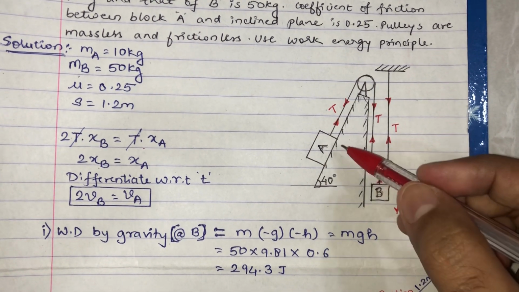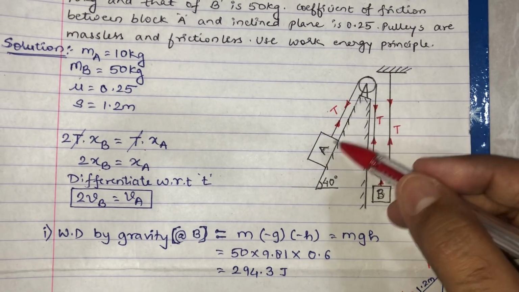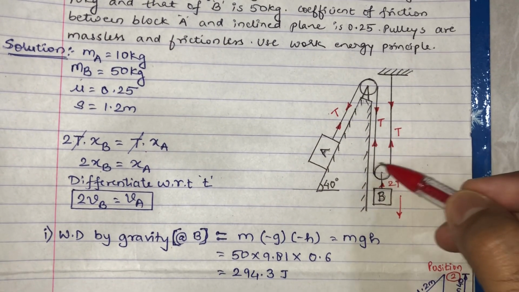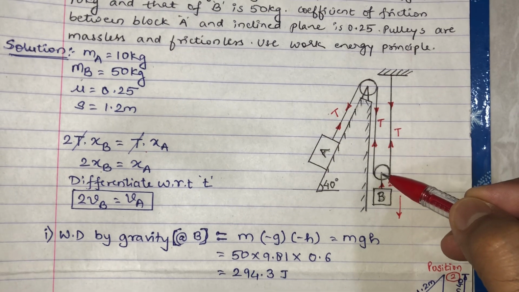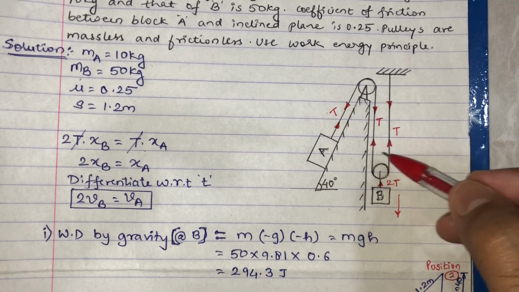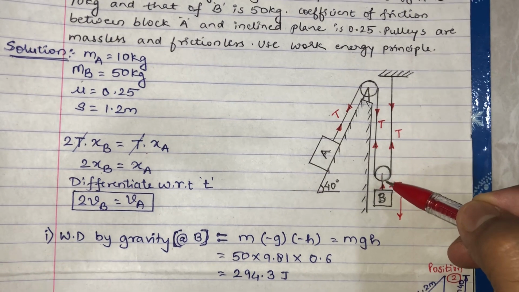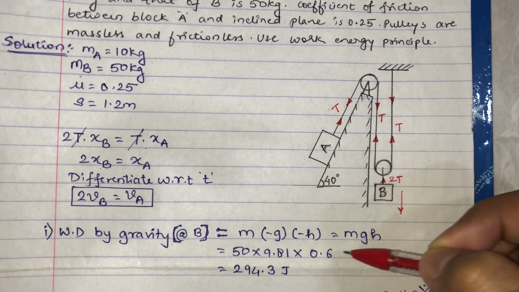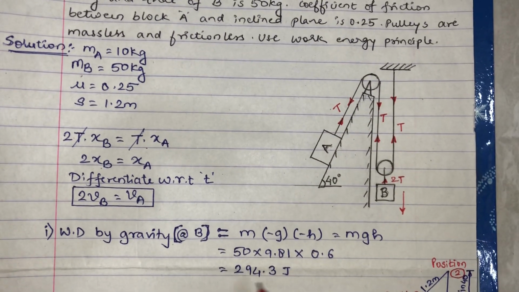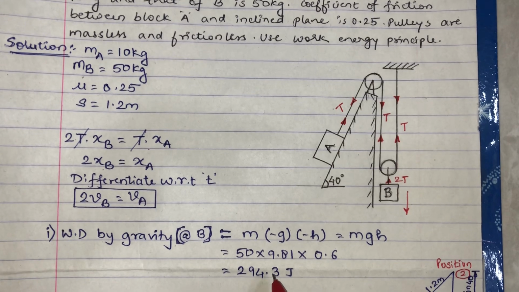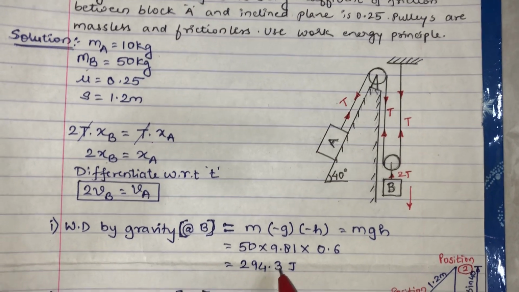I hope you understood. This is moving 1.2, so 1.2 will be getting equally adjusted between these two ropes, and this block will be moving down. So if 1.2 is equally adjusted between these two ropes, this block will move only 0.6, and that is 0.6 here. If we'll multiply that, we'll be getting 294.3 joule. Okay, let's move to next.